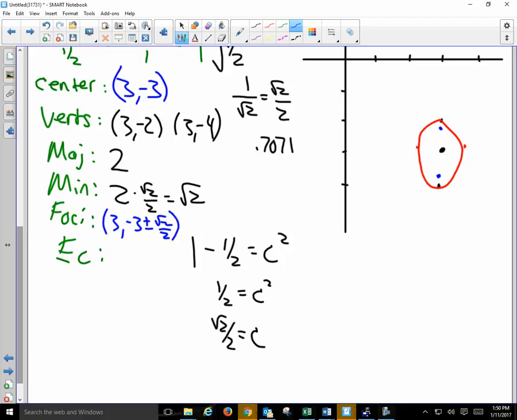How do I calculate eccentricity? C divided by A. C is root of 2 over 2 divided by what's A? 1. And so you get root of 2 over 2, which is 0.7071. So I like this problem. Root of 2 over 2 comes up a lot, and it comes up a lot in trigonometry as we move forward.